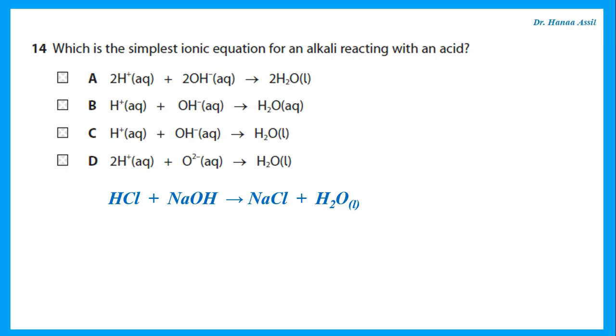Now when we ionize, what do we do? We break up into positive and negative ions anything that is aqueous. So H plus, Cl minus, Na plus, OH minus, Na plus, Cl minus, and so on. We do not ionize solids or liquids or gases. And then we cancel any ions that are exactly the same, which we call spectator ions, that are not taking part in the reaction, they are floating around.